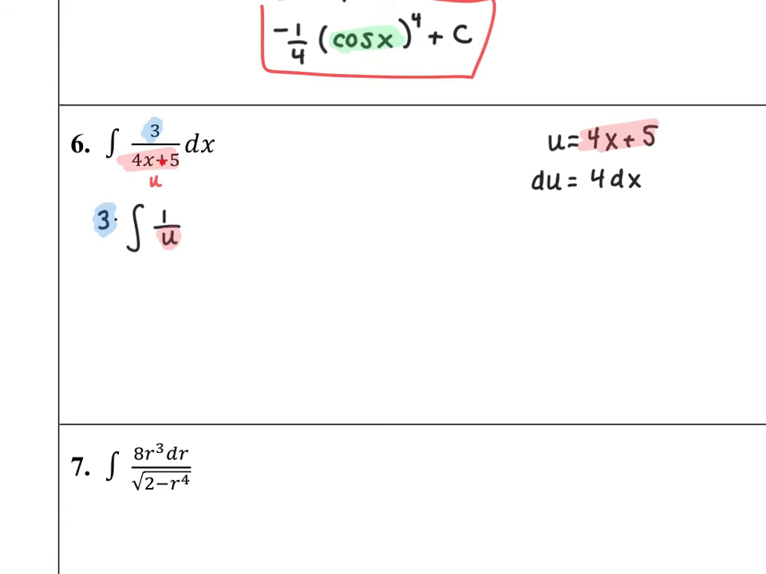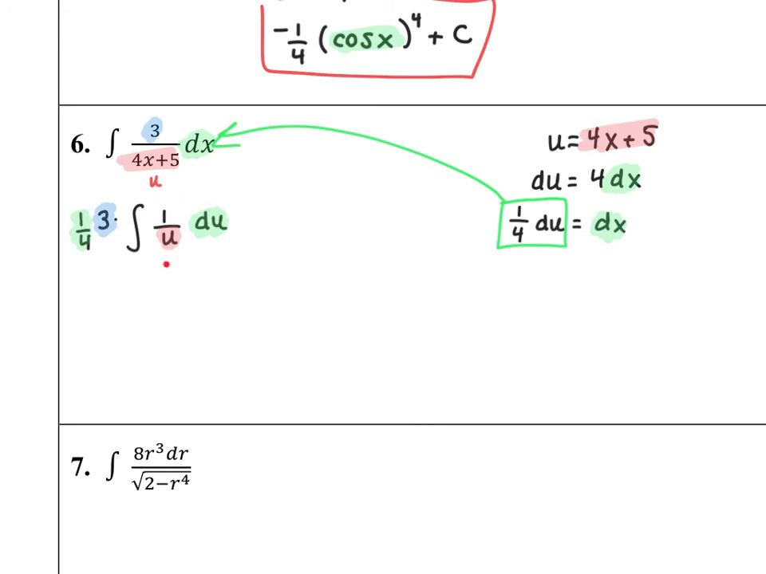I've got my 4x plus 5 replaced with the u. What I have left is this dx that I need to replace. Over here I have a 4dx. That tells me I need to divide by that 4. And that gives me my dx replacement. My dx was replaced with the 1/4 du. Went ahead and pulled that 1/4 to the outside.